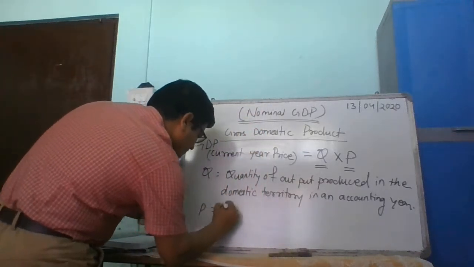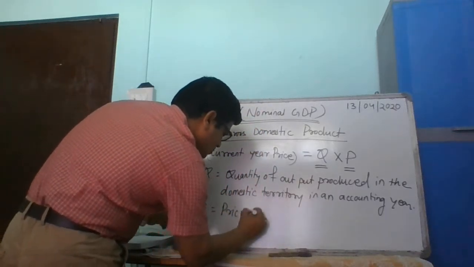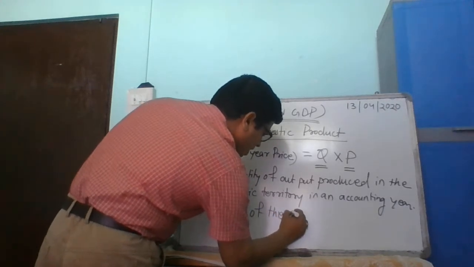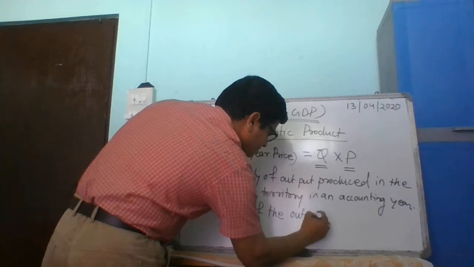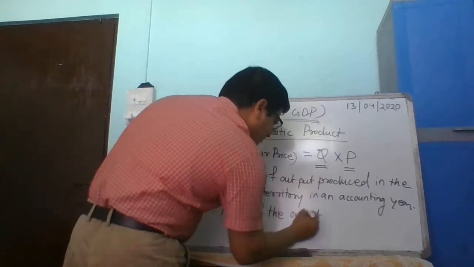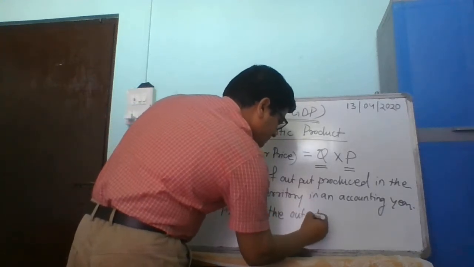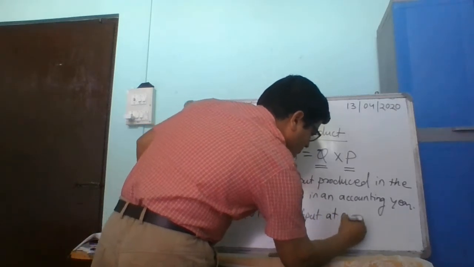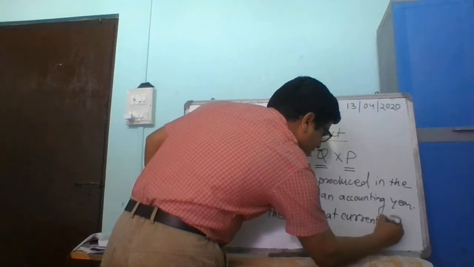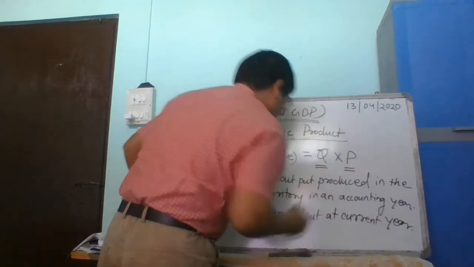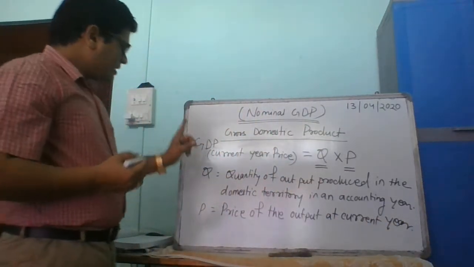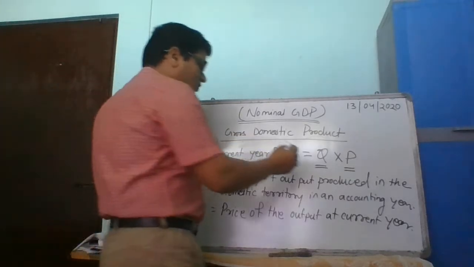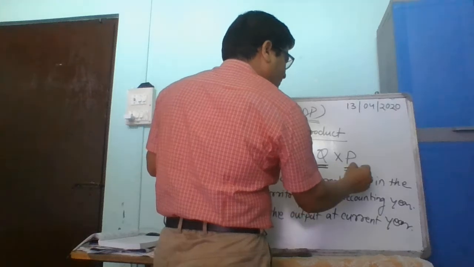P means price of the output, or unit of output, at the current year. Here nominal GDP is the multiplication of Q and P.